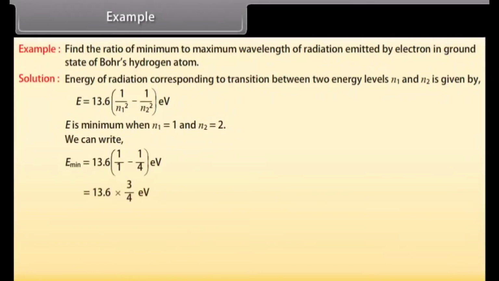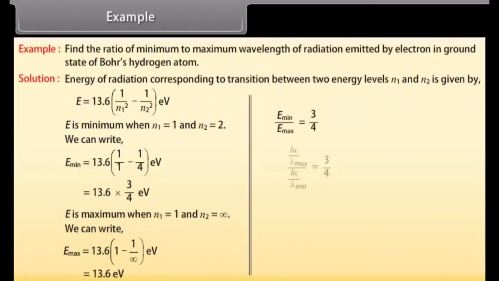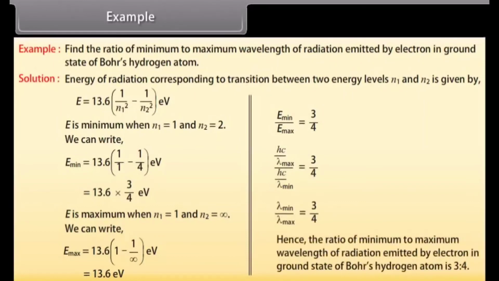E minimum is equal to 13.6 into 3 upon 4 electron volt. E is maximum when n1 is equal to 1 and n2 is infinity. E maximum is equal to 13.6 electron volt. Now taking ratio of E minimum and E maximum, we get E minimum upon E maximum as 3 upon 4, or lambda minimum upon lambda max equals 3 upon 4. Hence, the ratio of minimum to maximum wavelength of radiation emitted by electron in ground state of Bohr's hydrogen atom is 3:4.